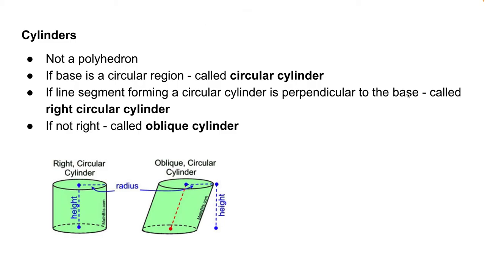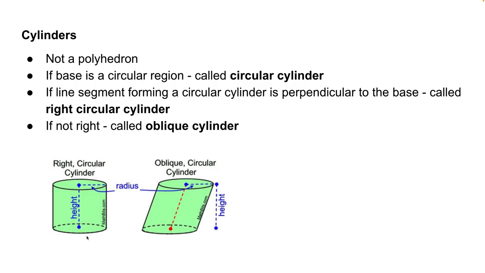Okay, now let's move on to the cylinders. Cylinders are not polyhedra because the bases, as you can see, are not polygons. A circle is not a polygon, right? So we know that it is not a polyhedron, and the bases, as you can see, are circles. So if the base is a circular region, we call that a circular cylinder.